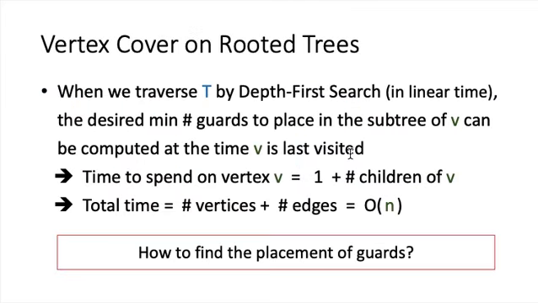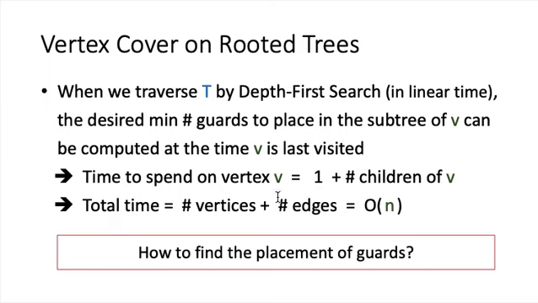Okay. So if we analyze the time, then we will find out that the time to spend at a certain vertex V is equal to 1 unit of time visiting there, plus the number of children of V. The reason is that we will need to look at each child of V and look at the best value and best one value. So it is proportional to the number of children of V.